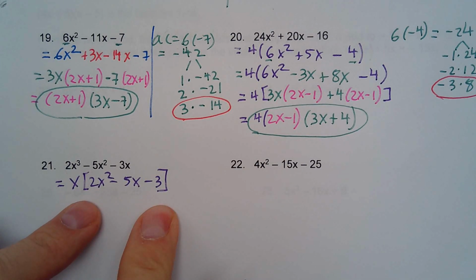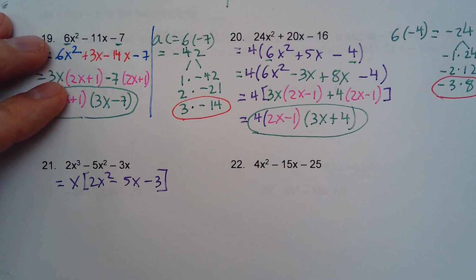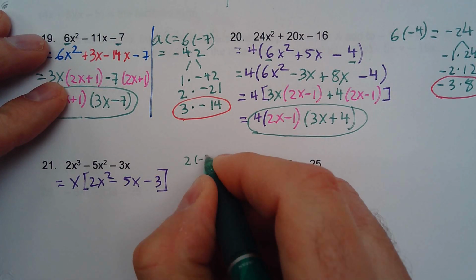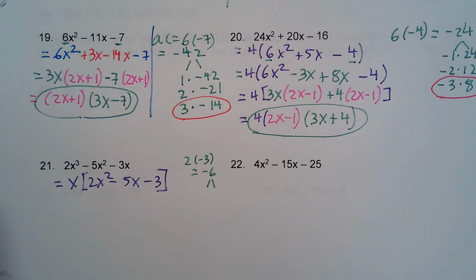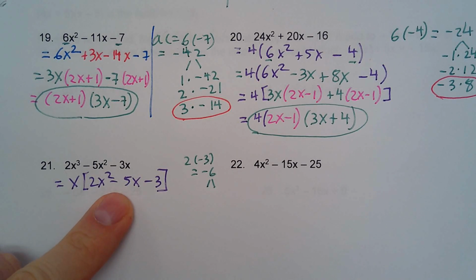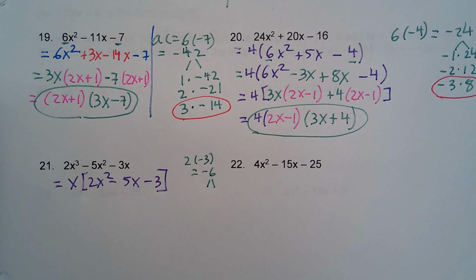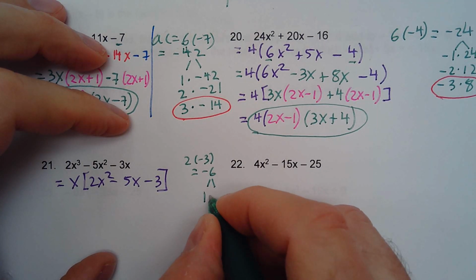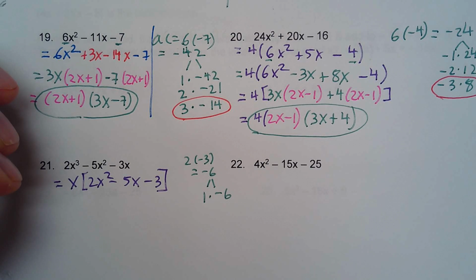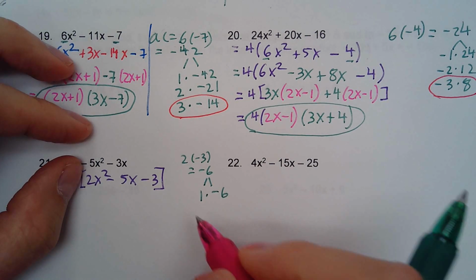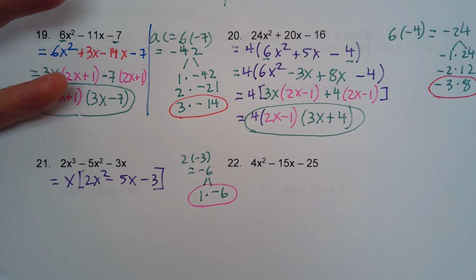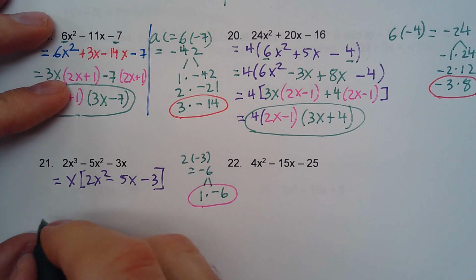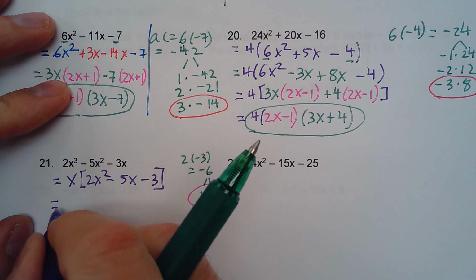2 times a negative 3 is a negative 6. So my two numbers have to have opposite sign. Since the middle term is negative, I want the larger one to be negative. So I'm going to do 1 times negative 6. And right off the bat this time, I got the combination I need. We'll take that freebie. Take that anytime. So, again, this x is still part of the problem.